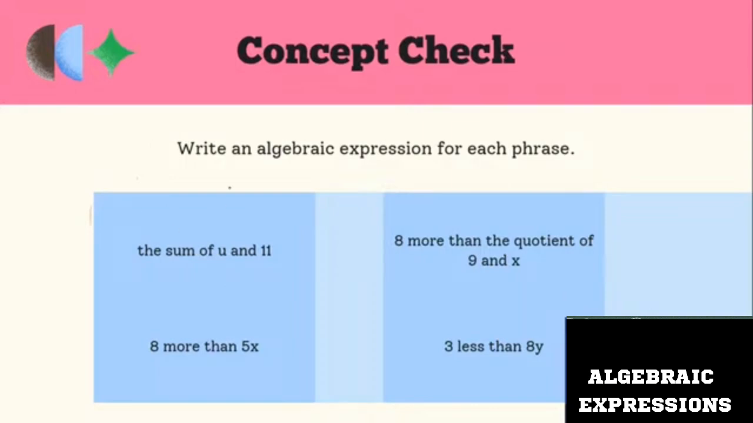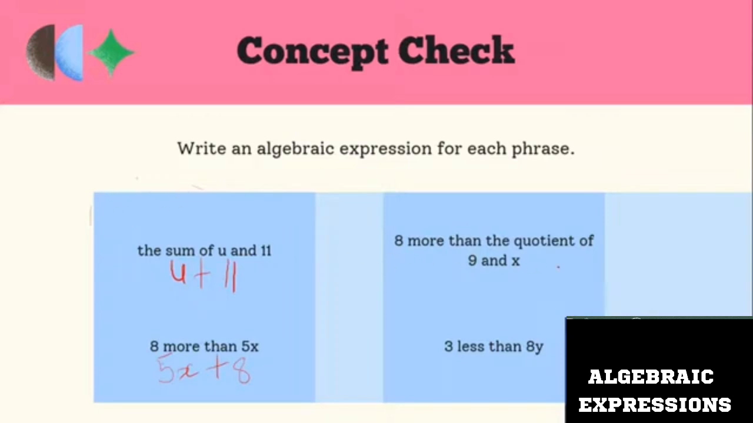Okay, so I hope you've tried this one. Sum of u and 11 is u plus 11. That's very simple. Find an algebraic expression for 8 more than 5x. So our original number is 5x, and then we are adding 8. That's also workable. Let's try the next one.